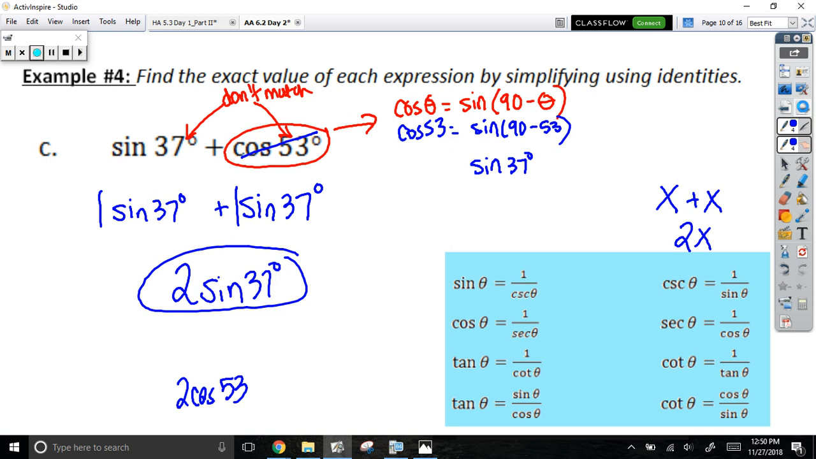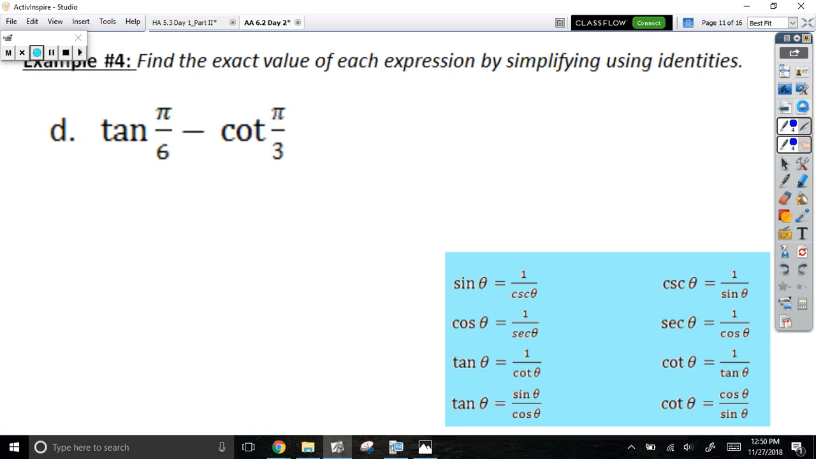Next one, they also don't match. Ooh, they're radians too. So most of you don't like radians. Okay, so let's go to our chart. What is pi over 6 in degrees? 30. So let's change this to be tangent of 30. Minus cotangent, what's pi over 3? 60. I'm getting these all from my special angles chart.